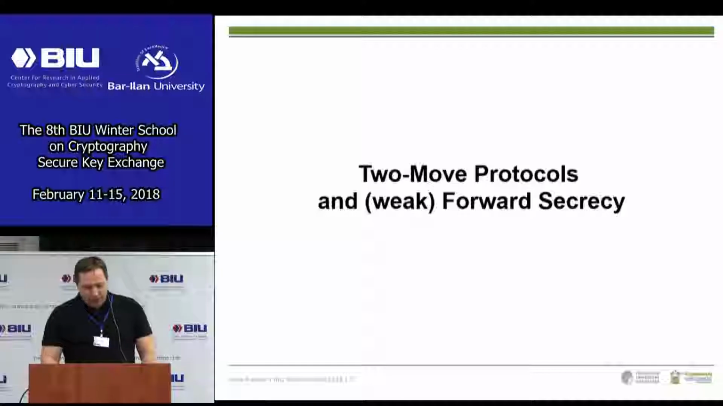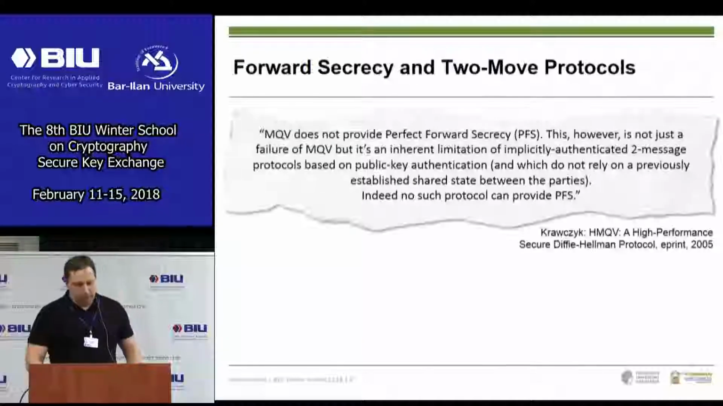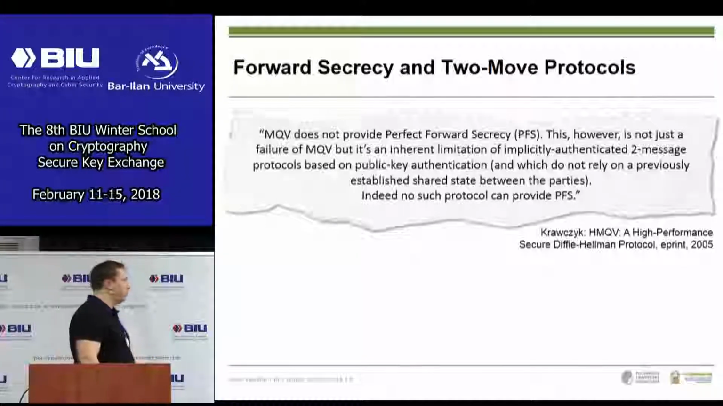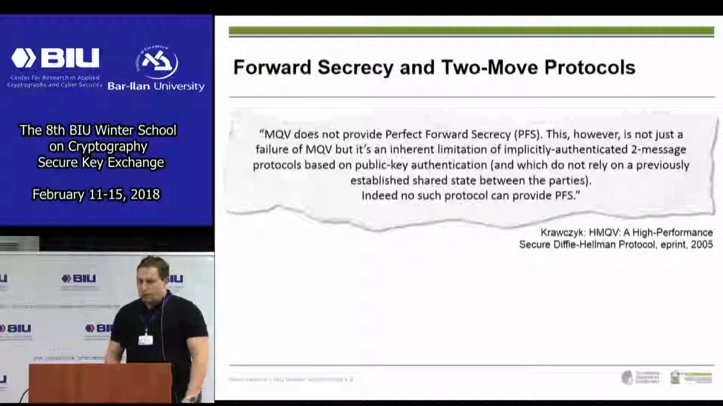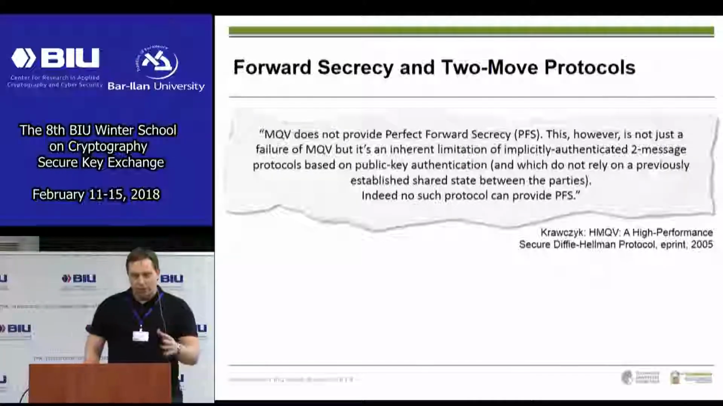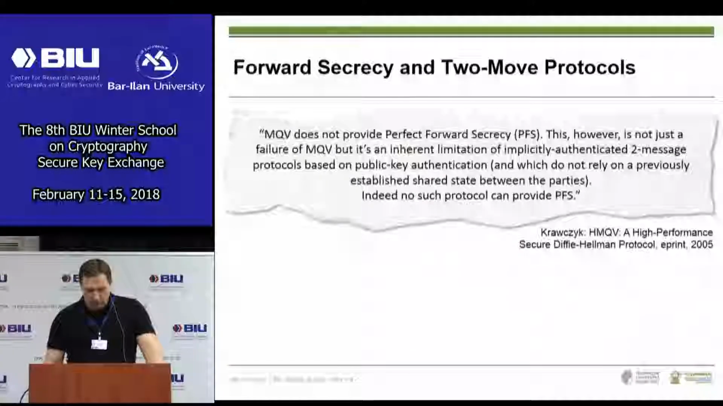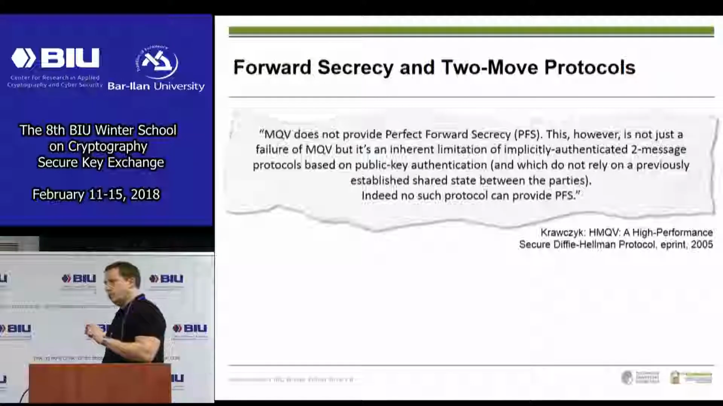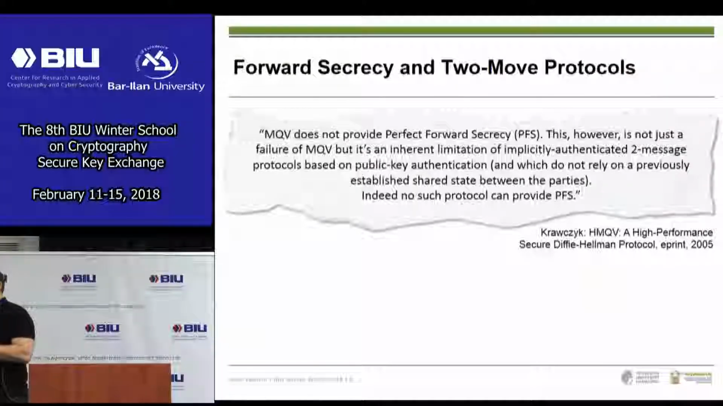Okay, and then he goes on, this, however, is not just a failure of MQV, but it's an inherent limitation of implicitly authenticated two-message protocols based on public key authentication, and which do not rely on the previously established state. Indeed, no such protocol can provide perfect forward secrecy. So you see there are all these caveats here, right? It's implicitly authenticated, it's public key authentication, seems to be the common approach, that's not the big deal, and there's no shared state. And the question is, in which security model at all? And I'm especially asking this question because you see that it really depends on what kind of reveals you have. Here we refer to session state reveals.